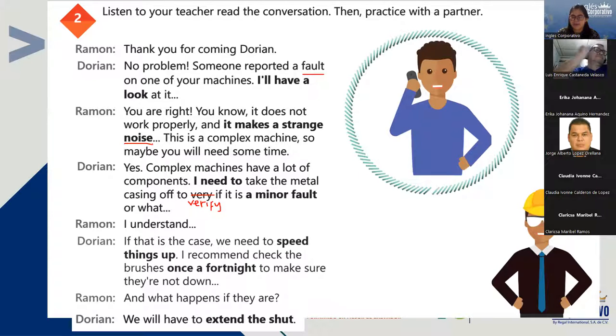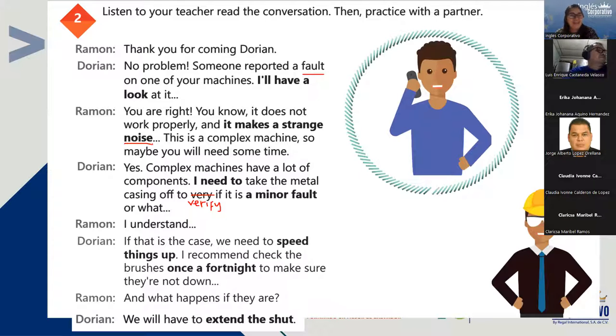Y ya ayer hablábamos de los posibles riesgos si no se revisan. Ahí Rosy me estuvo asustando. Pues me acuerdo, Rosy, qué barbaridad.